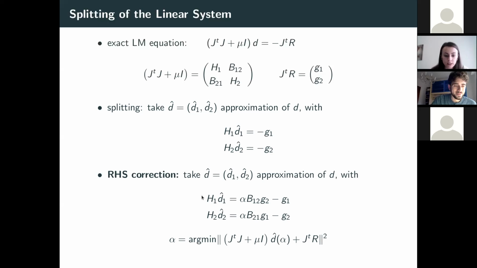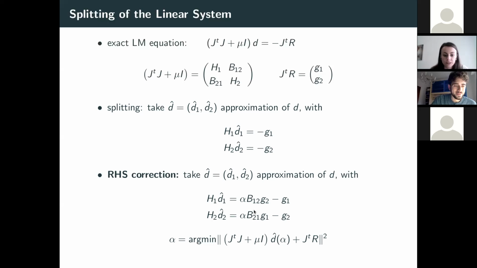So the left-hand sides are still the same, so the two systems are still separable. And then we take the right-hand sides that we had before, but we also add a correction term that involves this term here, which are the quantities that we disregarded, and then a correction coefficient alpha, which we can compute, for example, in this way. So this is the way that makes more sense from a theoretical point of view, because we are minimizing the residual given by our approximate direction in the exact Levenberg-Marquardt system.